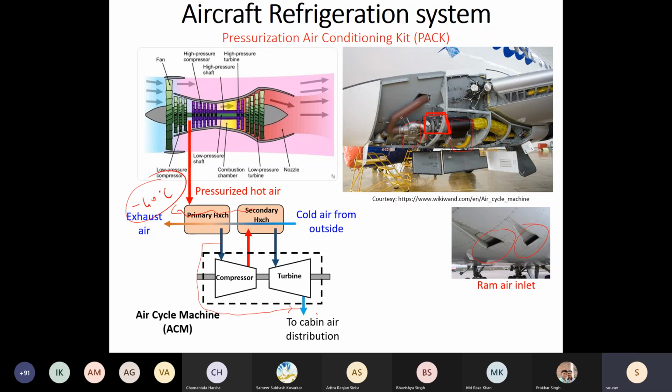And these pipes are huge, you can see. So as I have already told you, whenever you have poor density, you have to go for higher pipe diameters. If you have small pipe diameters, you will incur a lot of pressure drops. So this air pack, pressurized air conditioning kit, is there on both the left and right hand side of the wing.